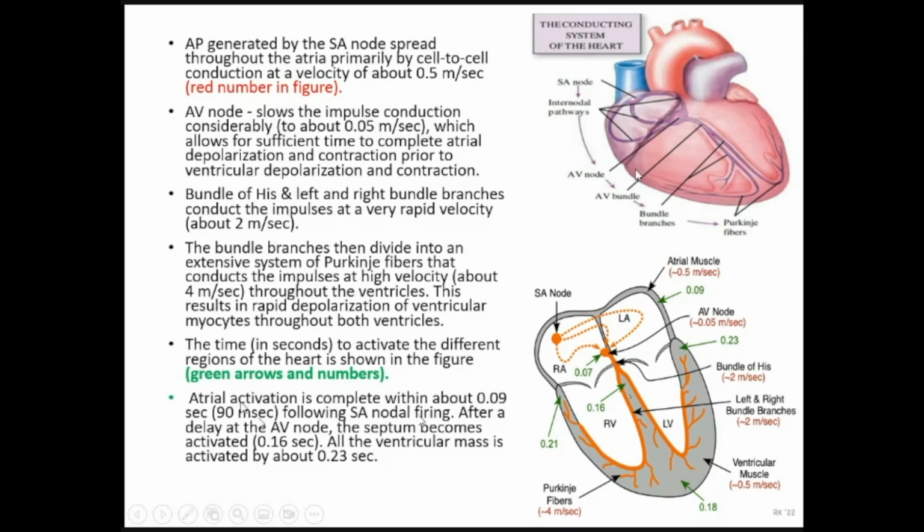But the MCQ always asks about the conduction velocity. So the highest conduction velocity is in the Purkinje fibers at 4 meters per second. That is the highest. Followed by your bundle of His, at a conduction velocity of 2 meters per second. Followed by your atrial and ventricular muscle, at 0.5 meter per second. And finally, the slowest is the AV node or SA node, both conducting at 0.05 meter per second. Remember these numbers for MCQ.